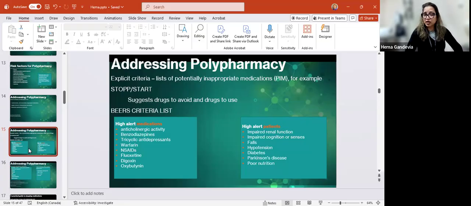And then who are your high alert patients? Your high alert patients, not necessarily all seniors or elderly patients, but you could also have people with impaired renal functions, just impaired cognition or senses. People who are more prone to falls. They're having more hypertensive episodes. They're diabetic, have Parkinson's, or just have poor nutrition in particular.